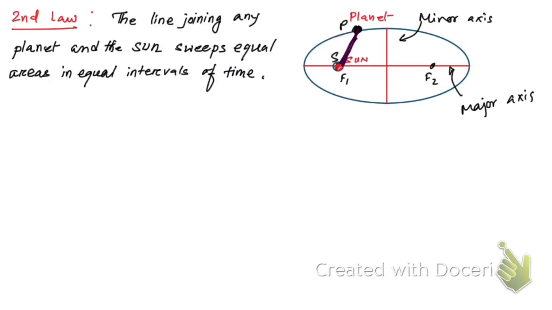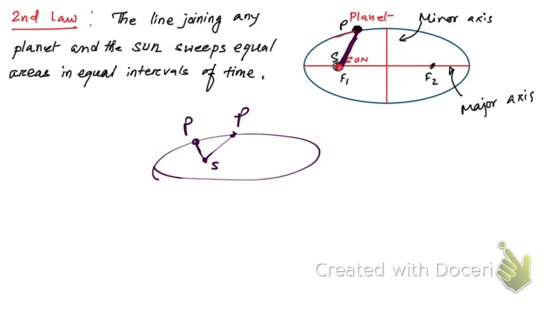Here you see, this is the orbit, and here is the planet P, and this is the sun. This is the line joining the planet and the sun, and it is moving in this way. To cover this distance, suppose it took 10 days. Then the area swept by this line joining P and S is this, and the same area will be swept in the next 10 days. That area will not be different.